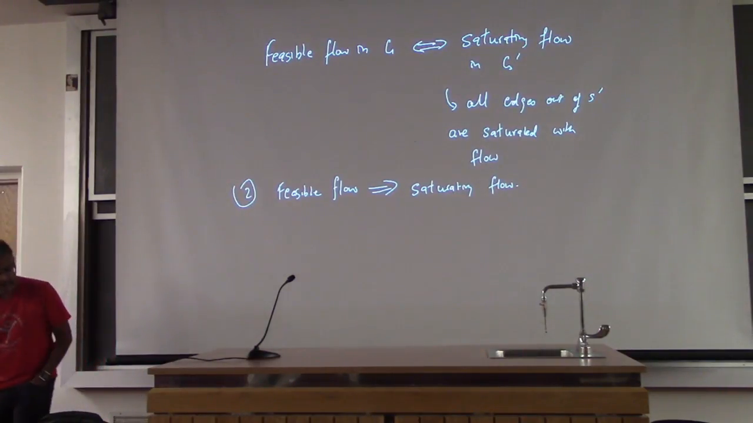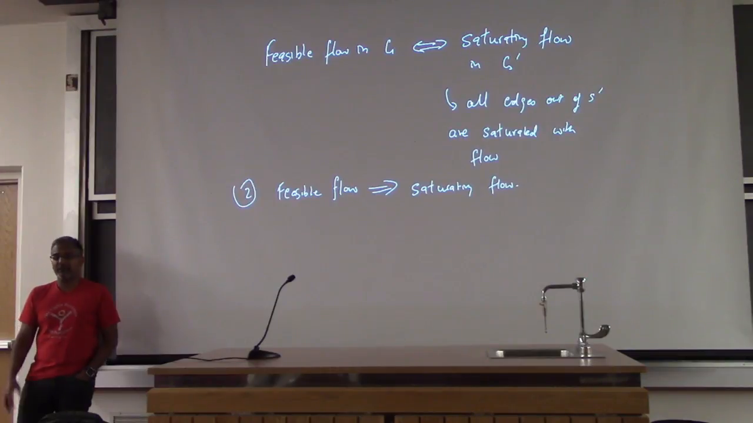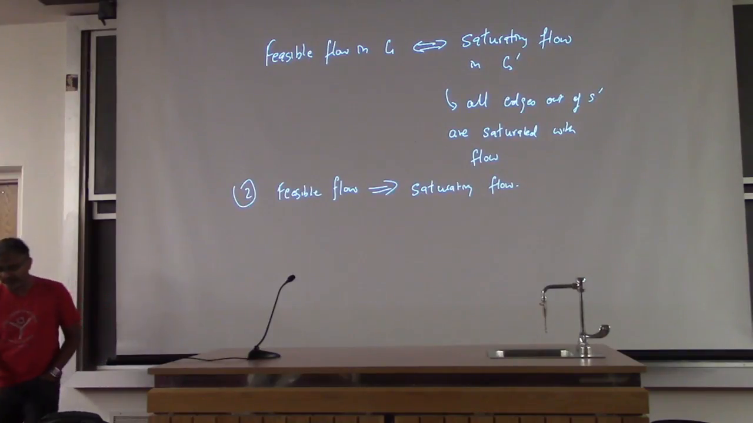Can we prove that? Can you prove that a feasible flow in the original graph can give us a saturating flow in this new modified graph? How would we do that?